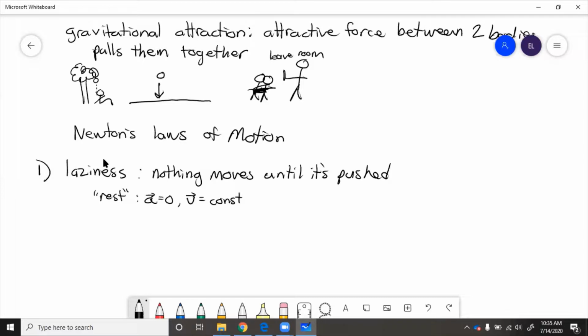Now, the second law is the equation. The force on an object equals mass times acceleration. Sum of the forces equals mass times acceleration. Acceleration is a vector, force is a vector, because they both have magnitude and direction. Mass is a scalar because it only has a magnitude. So this one basically means that once you push something, it moves in that direction.